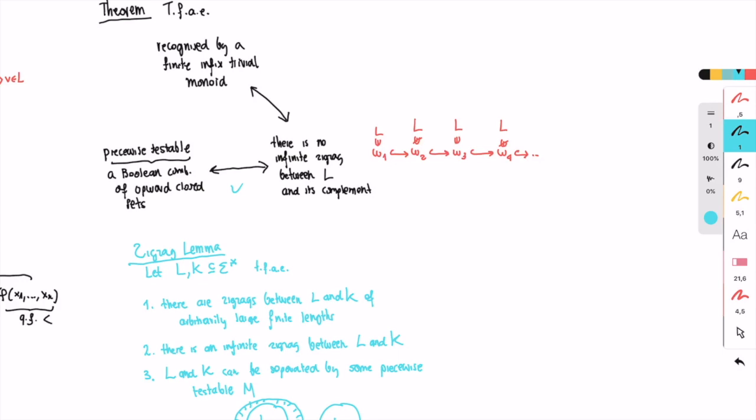Now what we're going to show is this, which is the equivalence with infix trivial monoids. This will take us also a little bit of work. As we know, recognized by an infix trivial monoid is the same thing as the syntactic monoid being infix trivial. So we're going to prove two implications.